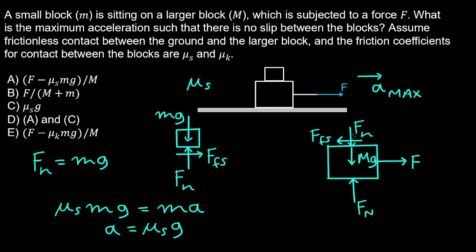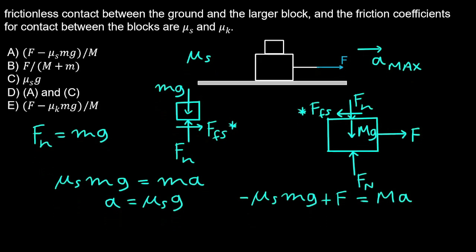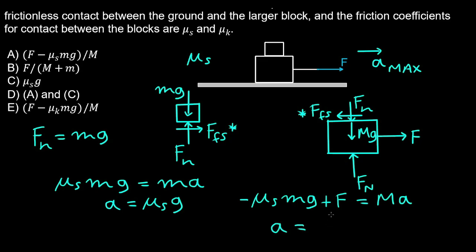And by Newton's third law, this static friction force is equal in magnitude to this static friction force, but acts in the opposite direction. So applying Newton's second law in the horizontal direction, we have minus μs mg plus F is equal to the mass by the acceleration. So therefore the acceleration is 1 on m by F minus μs mg. So therefore the correct answer is D.